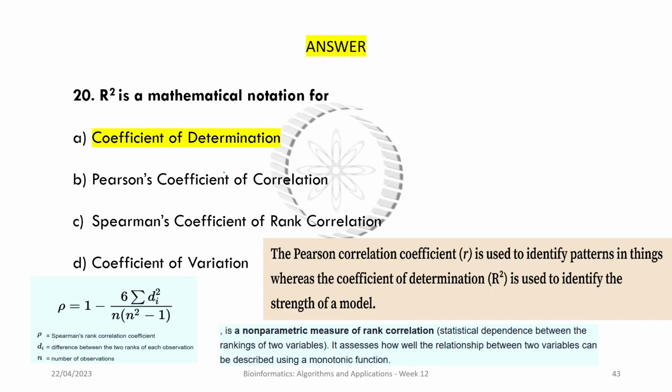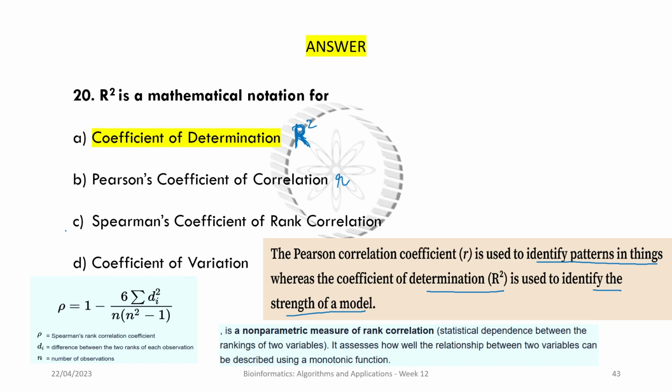That's right. We know Pearson's coefficient of correlation R, where you use it for positively or negatively correlated. Pearson's correlation coefficient is used to identify patterns in things, whereas coefficient of determination, capital R square, is used to identify the strength of a model. Capital R square is the coefficient of determination, and we know that it is used for determining the strength of a model.